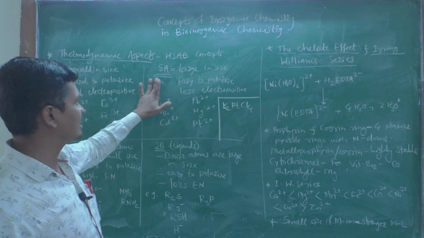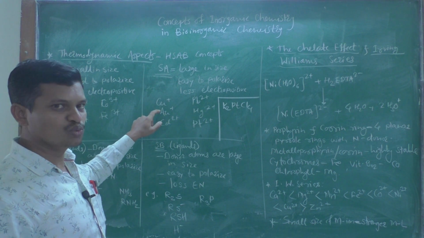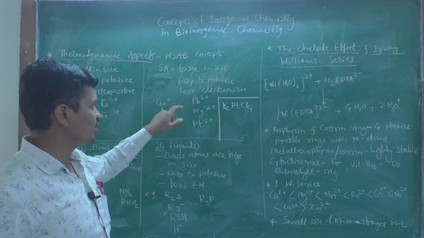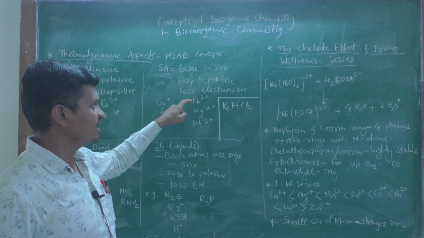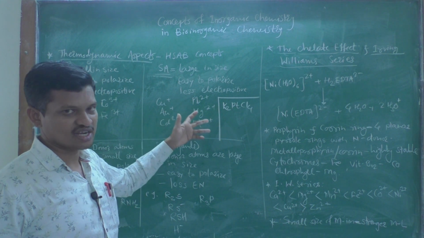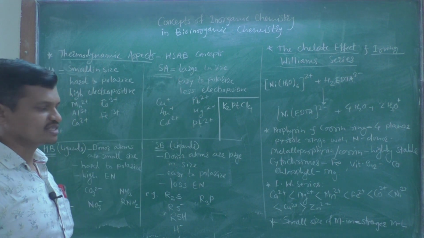So these are some criteria: copper 1 plus, Au, that is gold 1 plus, cadmium 2 plus, then lead, mercury, platinum 2 plus, etc. These are the examples of soft acids.